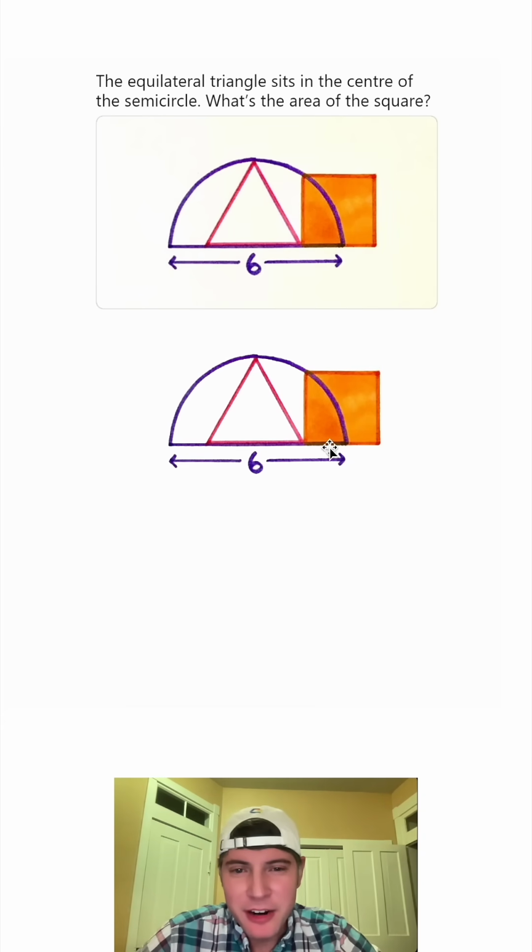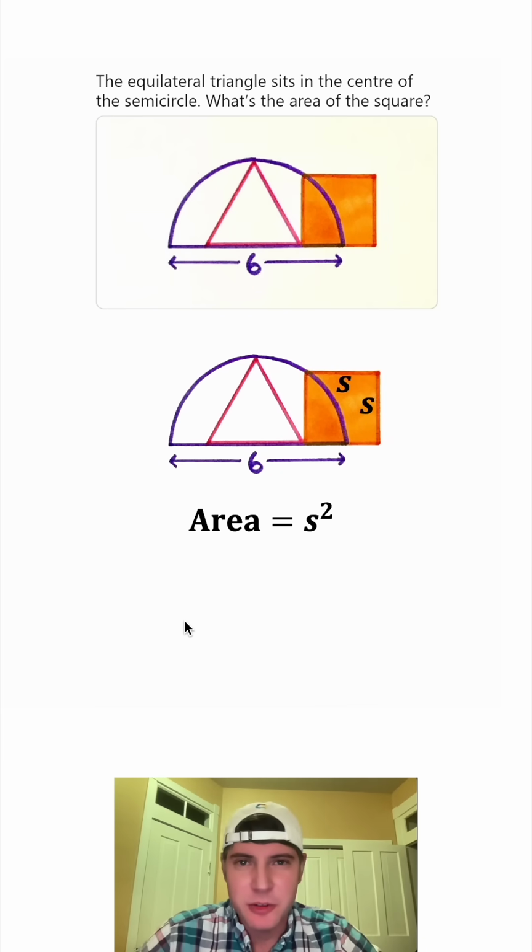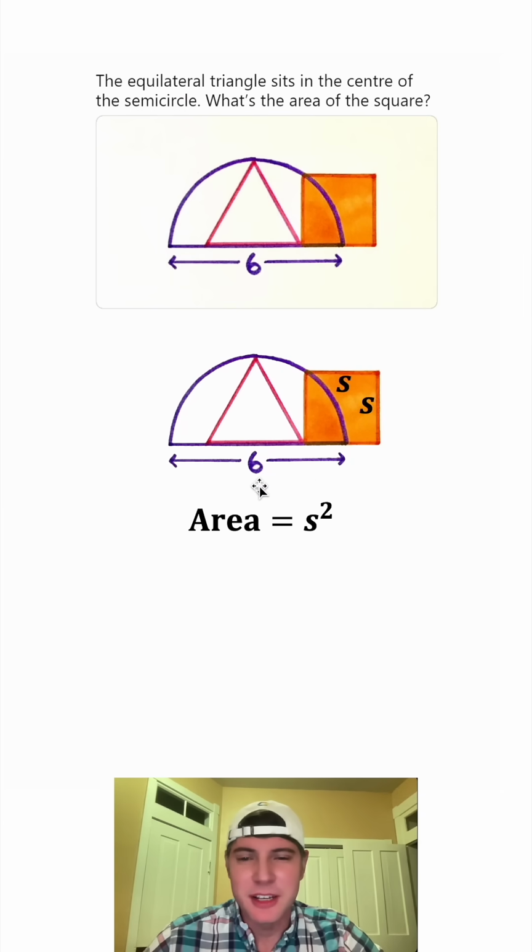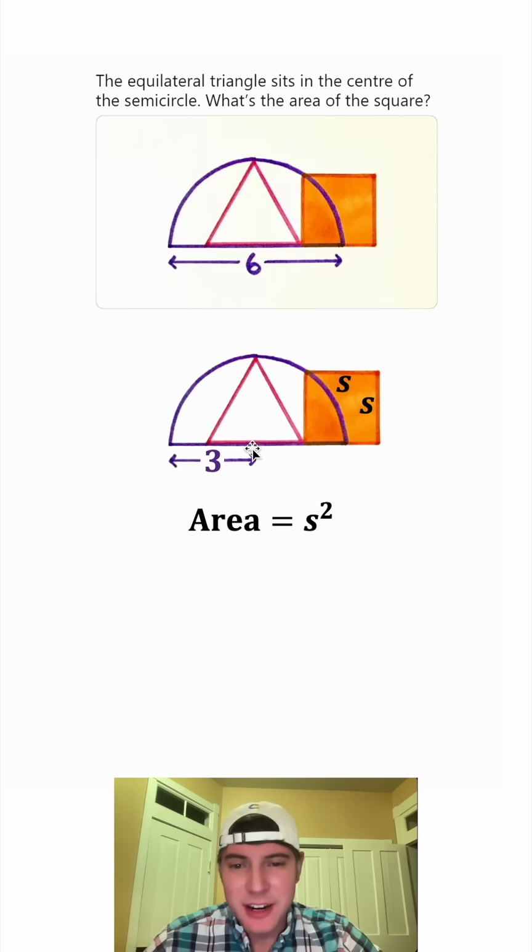We're trying to find the area of this orange square. Let's label the sides of the square S, and the area will be equal to S squared. Next, they're giving us the diameter of the semicircle is equal to 6. That means that the radius would be equal to 3. So if we connect the center of the semicircle to this corner of the square, that would also be equal to 3. And from here, let's finish up this right triangle.